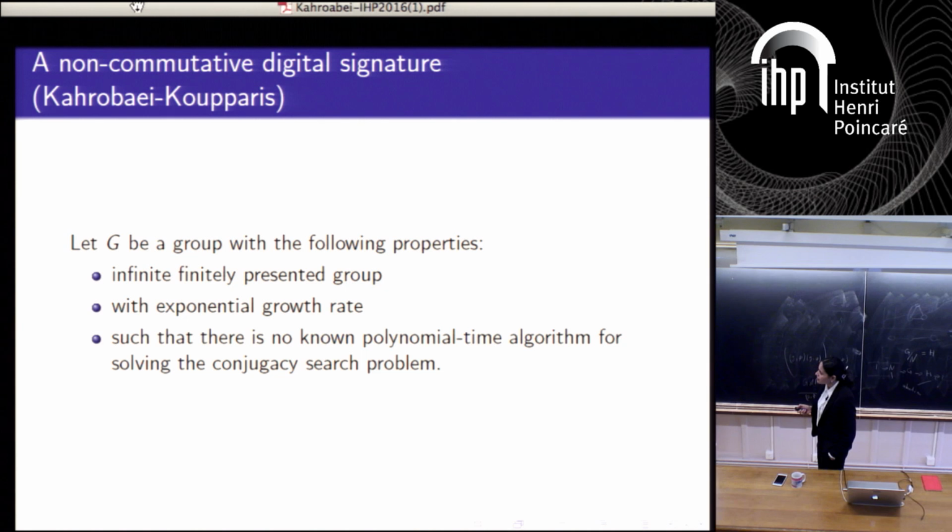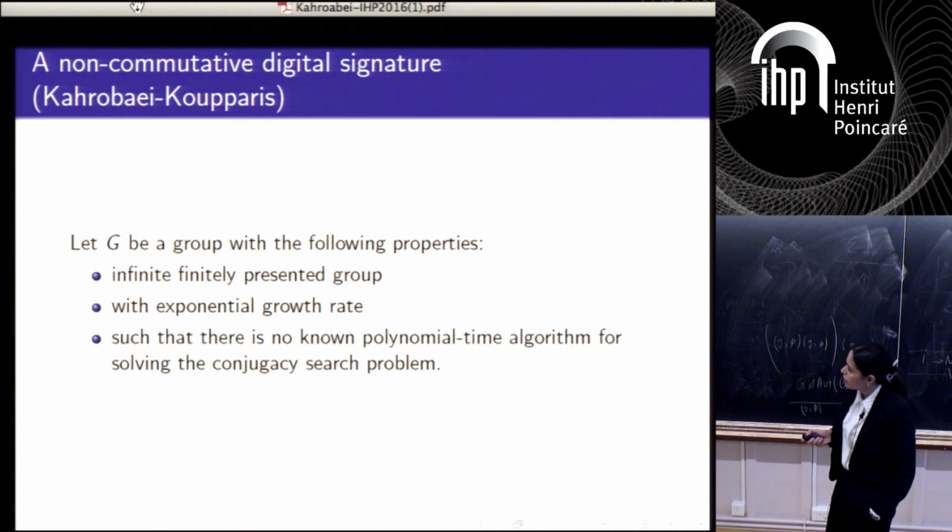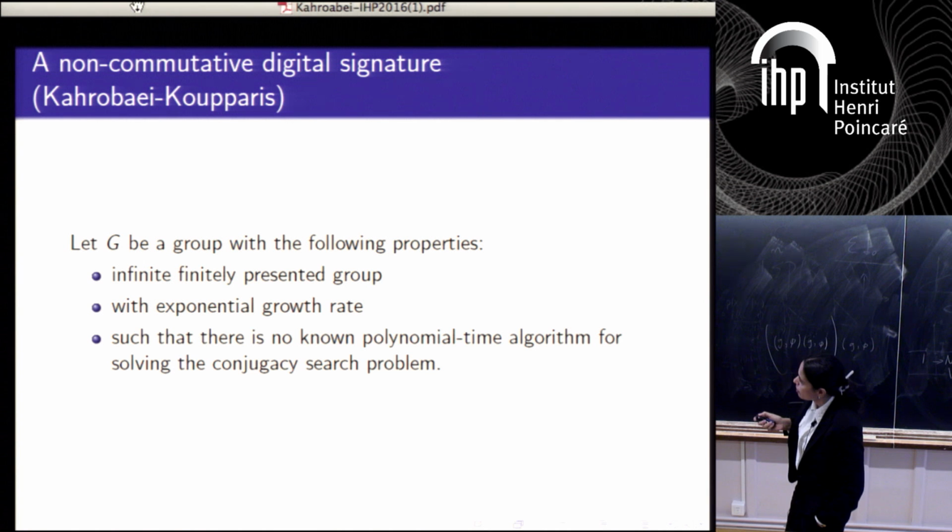So shall I tell you about a digital signature scheme? Okay. This is joint work with my former PhD student, Bobby Kuparis. We proposed a digital signature scheme. Let G be a group with the following properties: you want it to be infinite, finitely presented, with exponential growth rate, and such that there is no polynomial time algorithm for solving the conjugacy search problem.